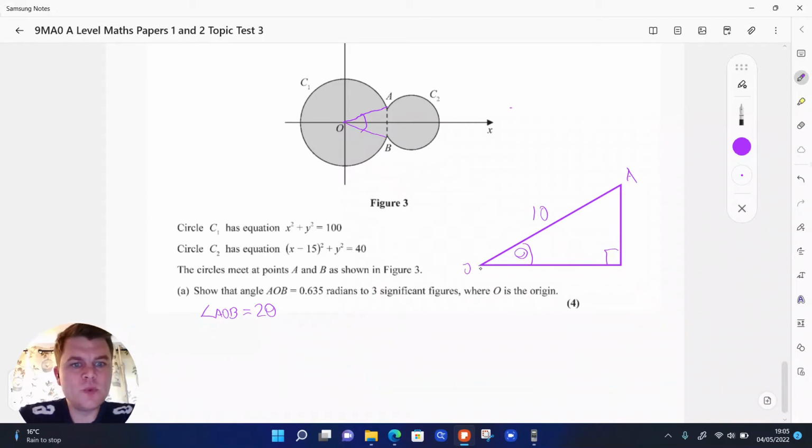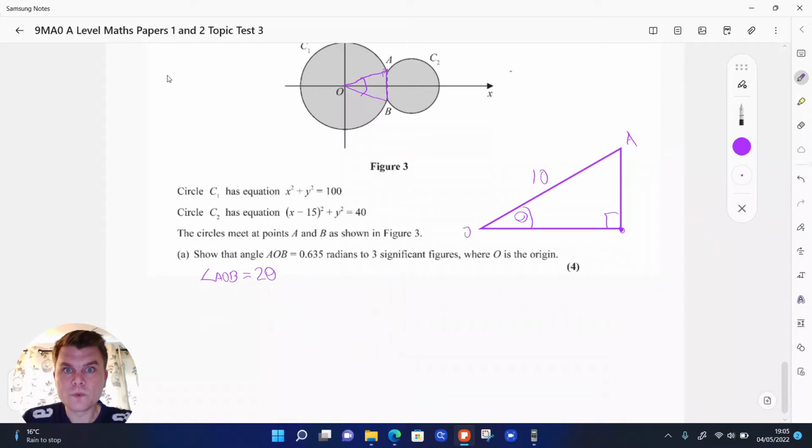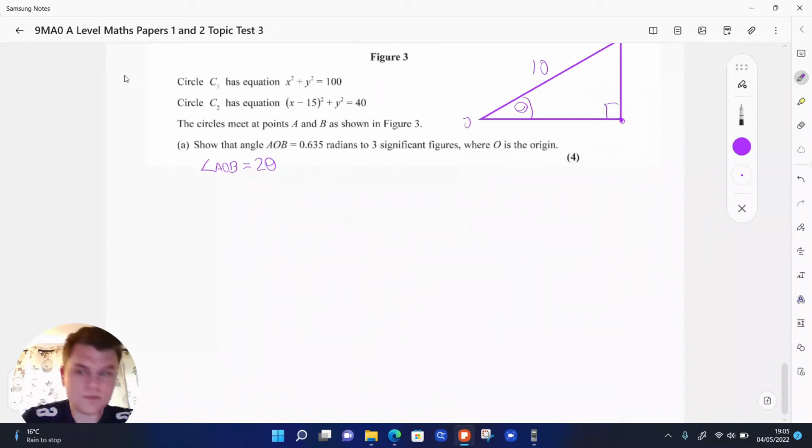To work out this length here will actually be the value of the x coordinate there. Now the x coordinate there will be where the two circles meet. So we're going to use a little bit of simultaneous equations with the two circle equations to work out what the x value is. So let's have a little look.